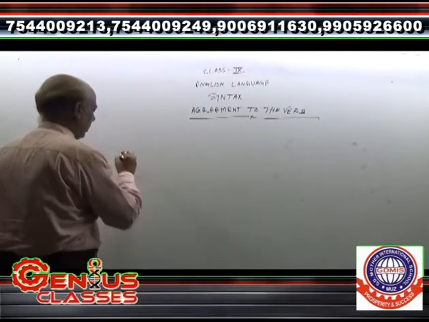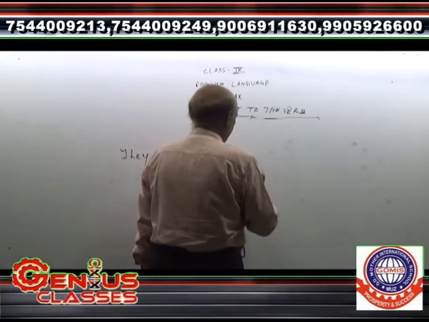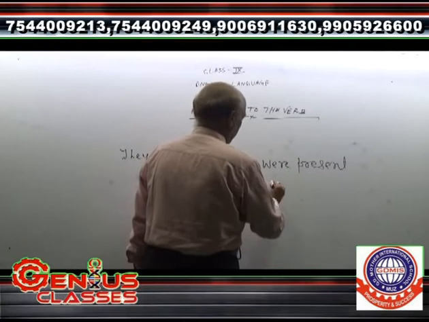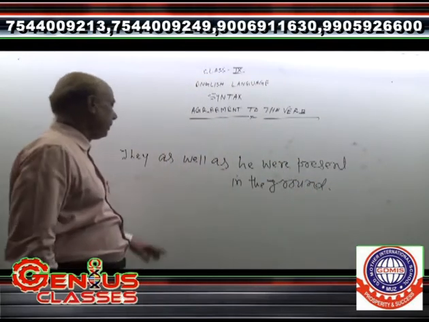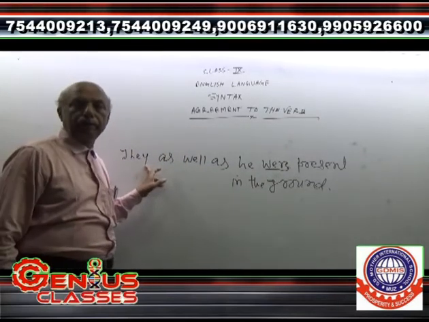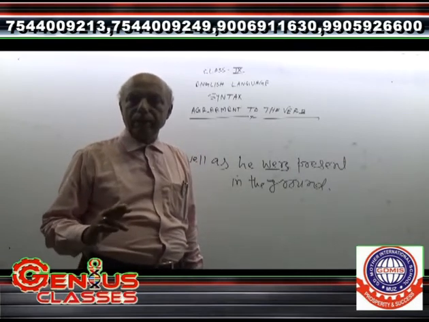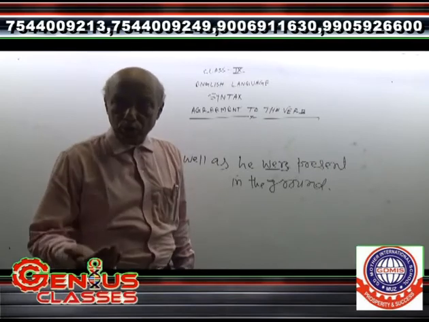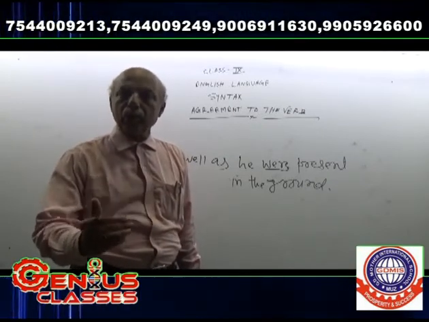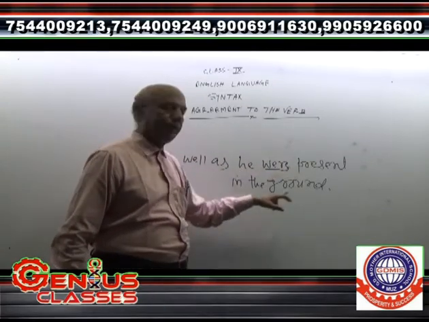As for example, "They as well as he were present in the ground." Here, "as well as" comes after "they", so the verb has been used according to "they". What has been told? In a sentence with "as well as", joining one subject to another subject, the verb is used according to the subject, the noun, that comes before "as well as". In this context, it has been used: "They as well as he were present in the ground."